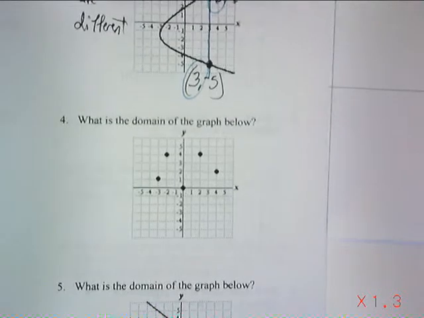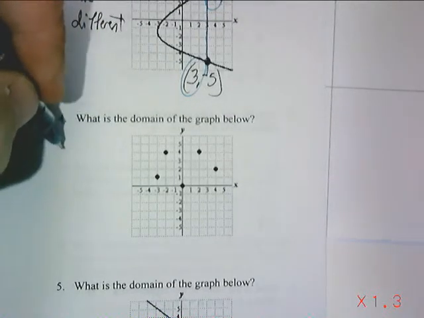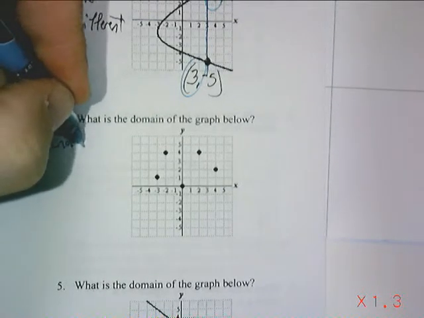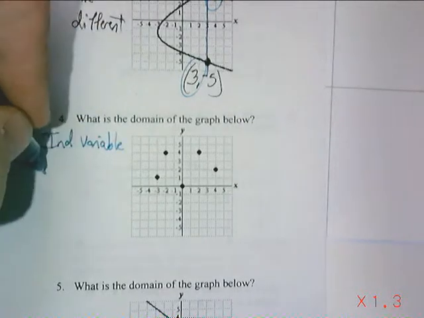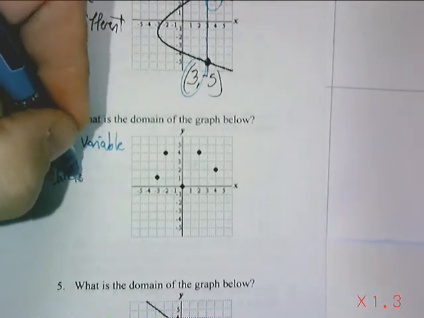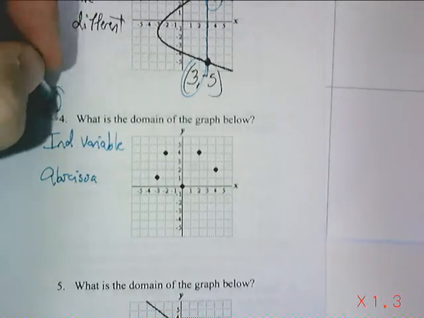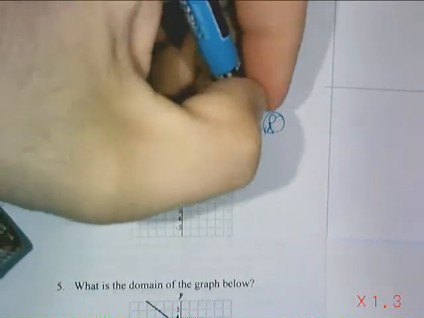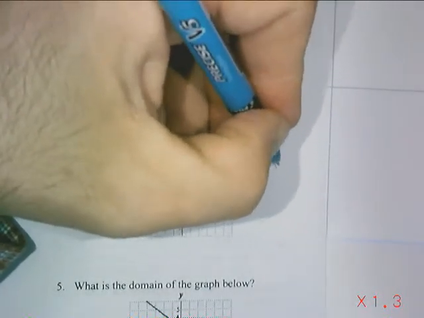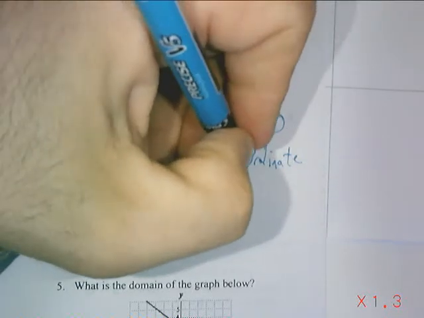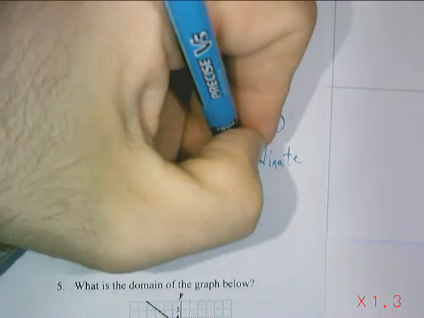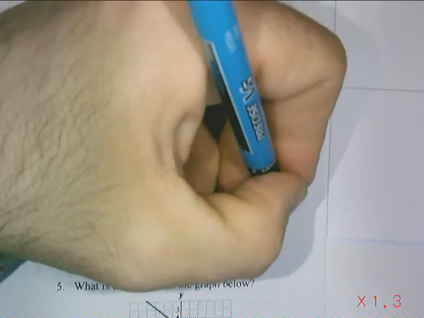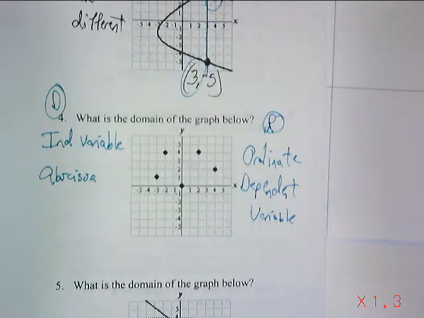Number 4 is asking for the domain of your x's. Other words that mean domain are independent variable, abscissa. Okay, that's domain. And for range, other words for range, make it look like an R, are ordinate, range, and dependent variable. Alright, so this was asking for the domain. So the domain are your x's.